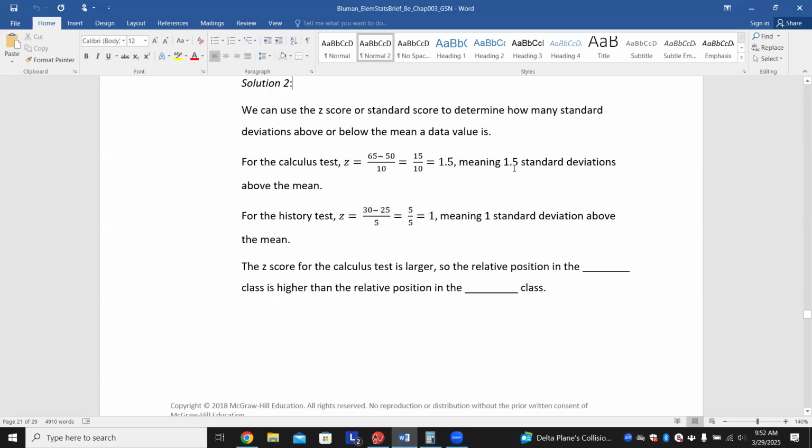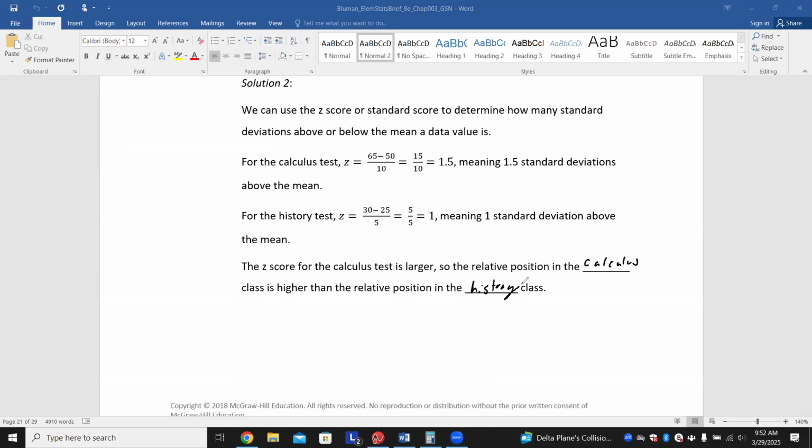Since the z-score of 1.5 is higher than 1, the z-score for the calculus test being larger means the relative position in the calculus class is higher than the relative position in the history class. So you actually did make an overall better grade on the calculus because you were just that much better than everyone else in the class.